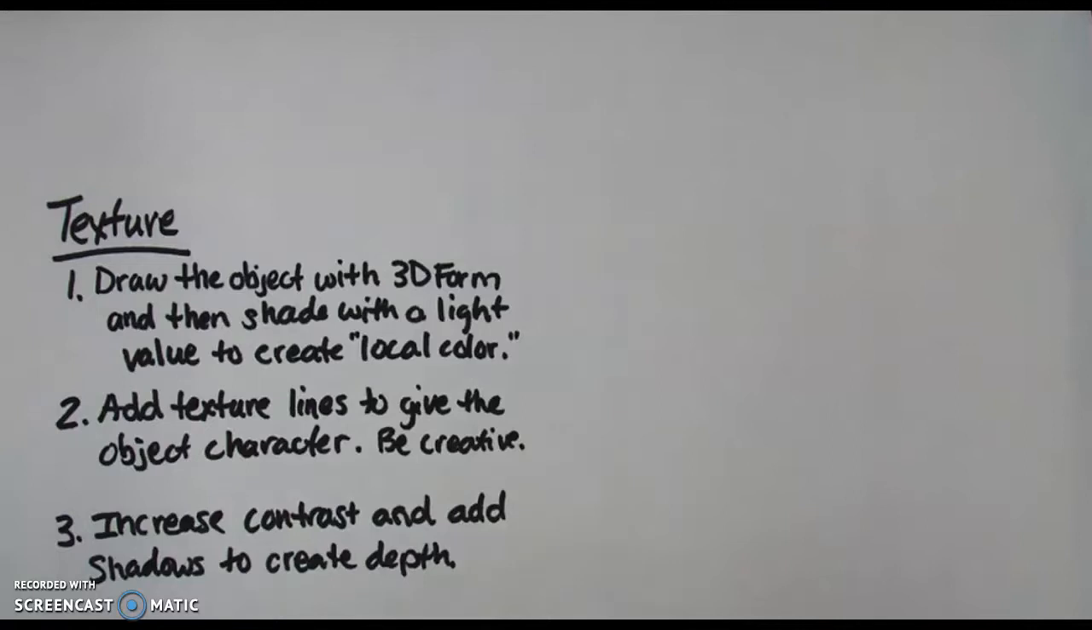Before we start today, I made some notes about adding texture to your drawings. In your drawings, you're going to want to draw your objects with 3D form and then shade them with a light value to create the local color of the object.